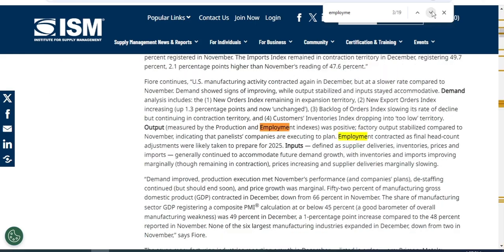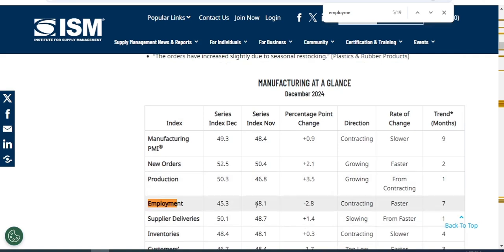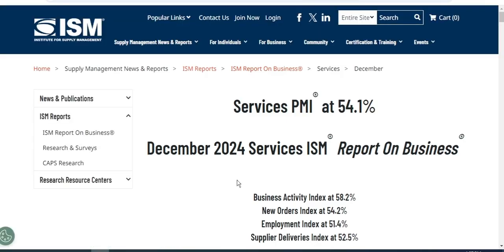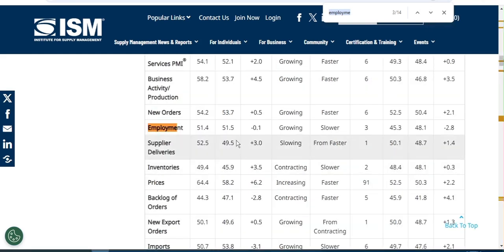We will go to the one glance report. They show like this: manufacturing at a glance. So 48.1 to 45.3, it has contracted. And similarly, we go to services PMI, and we'll do the same thing. Employment index 51.4. Let's compare what was the index in the month of November. So we'll do the same thing. We'll go to the glance. Yeah, 51.5 in November, and this time it was 51.4, slightly contracting.